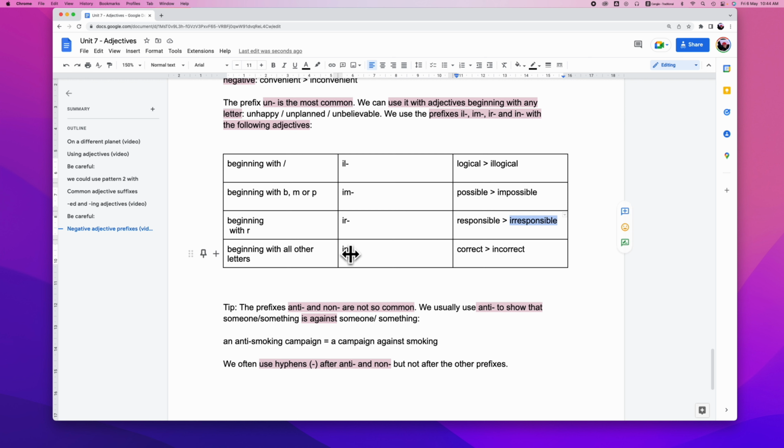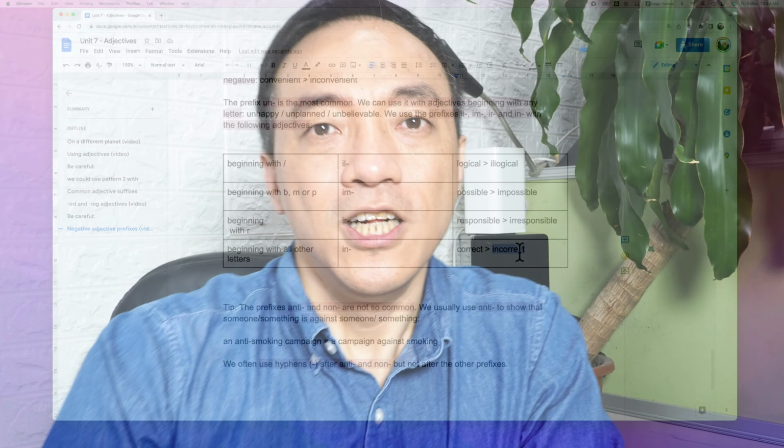Adjectives beginning with other letters, we will use in. For example, correct becomes incorrect. So you can use all these prefixes to start an adjective to make it have a negative meaning. And these are just a little combination that you could use in the real world. And what's next? Let's take a look.